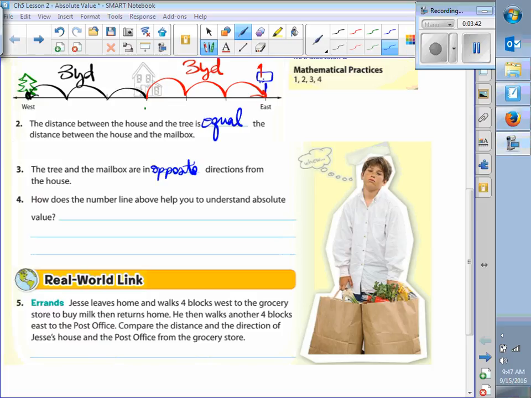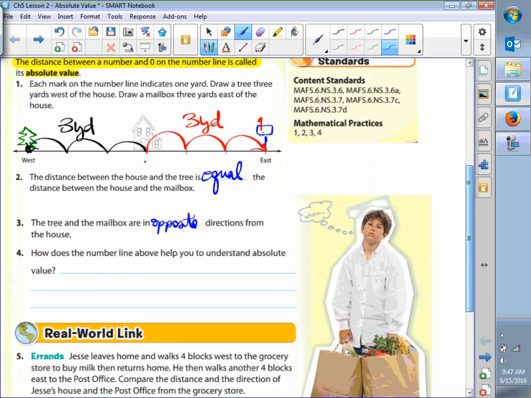How does the number line above help you understand the absolute value? Well, what do you think? If we're looking at the distance to the left and the distance to the right, they're both the same. They're in opposite directions. What do you know? It tells us what direction they're going.